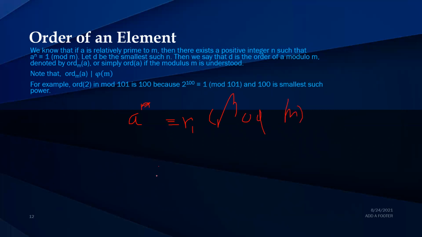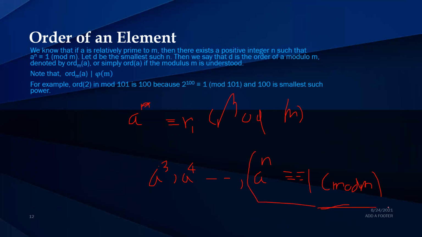And let's square it first, then cube it, then raise it to the 4th power, and so on. Then we'll find the least positive integer n for which it is congruent to 1 mod m, that is, it leaves remainder 1 on division by m. So n is the least positive integer, and we call this n the order of a modulo m.